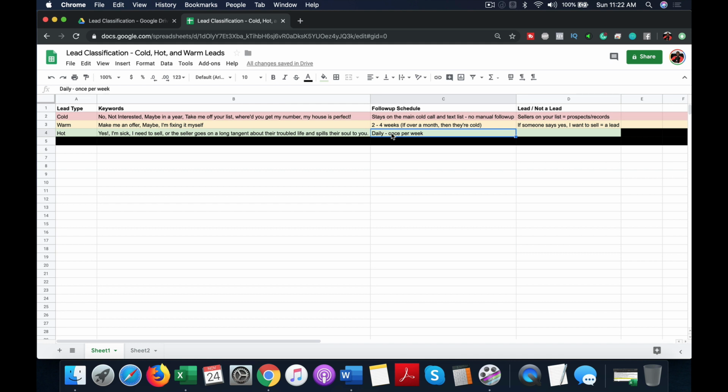Like we've all had sellers, guys, that have just gone down this whole tangent about why they need to sell. And they're pretty much sold on selling their property to you. They're sold on you. At that point, while they're saying all this stuff, guys, you go ahead and just type up the contract and get ready to send it to them. So these people I follow up with probably daily or at least once per week, or maybe every other day, just depending on the conversation.